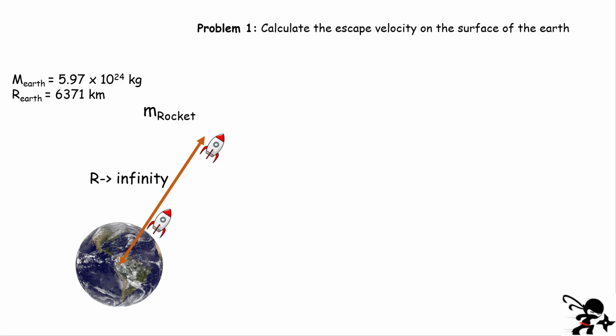All right, so what do they mean by escape velocity? Escape velocity means I basically want to get really, really far away, right? Our rocket here is going to have a mass given as m rocket, and so how do we set this problem up? So the first thing you have to consider is using conservation of energy for this problem.